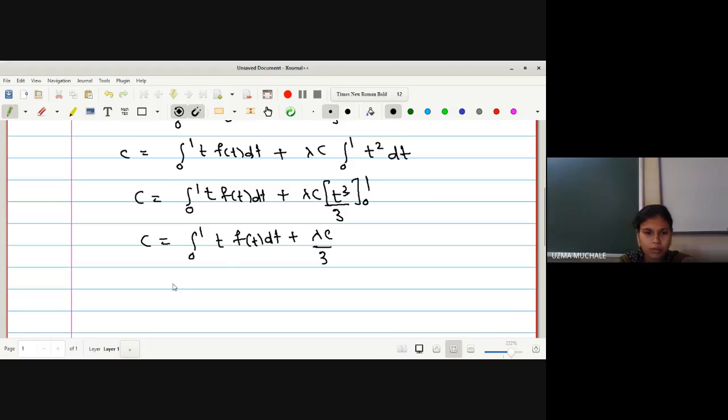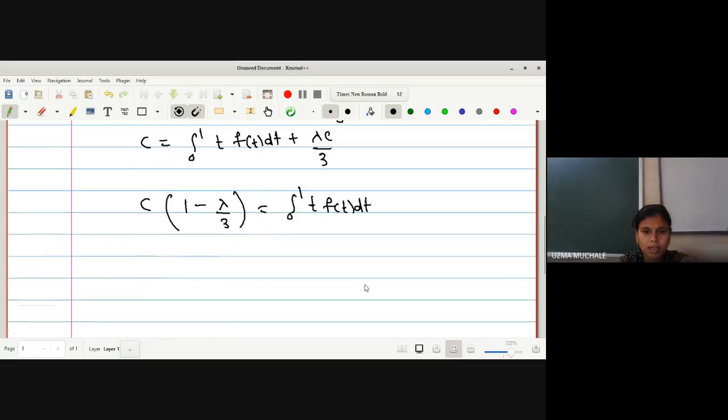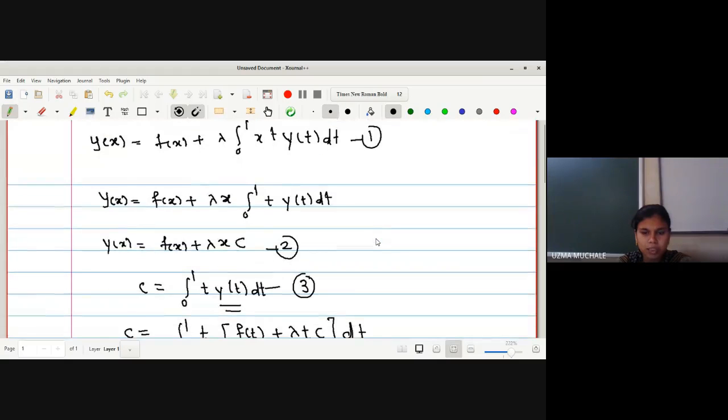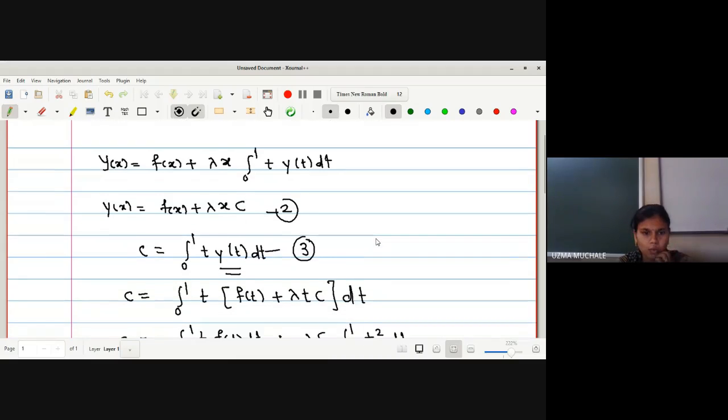Now let me find out what will be the value of c. If I take c common, what will be the resultant? 1 minus lambda upon 3 is equal to integration 0 to 1 t f of t dt. So hence we can write now c is equal to integration 0 to 1 t f of t dt divided by 1 minus lambda upon 3. Okay, so in this way we got the value of c. Now let me name this as equation 4. Now we can substitute this equation number 4 in 2.